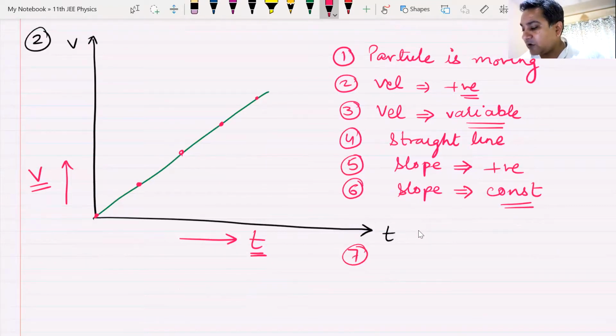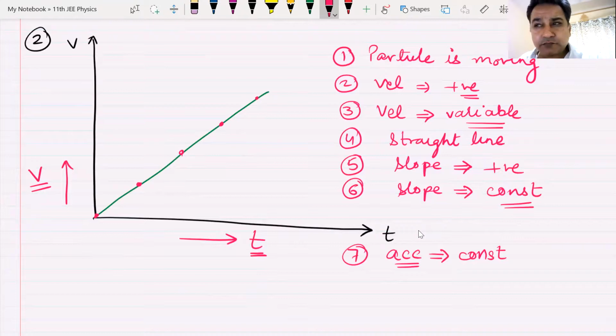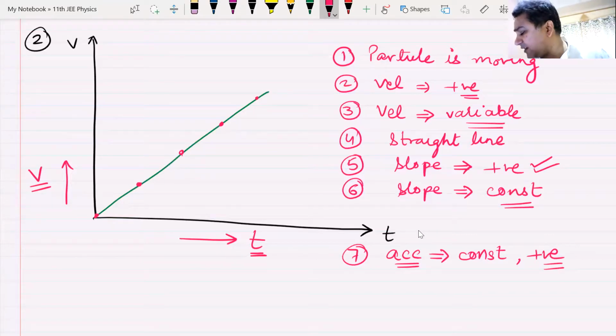Now let us talk about acceleration. What about its acceleration? Acceleration is constant. Okay. What about its direction? It is positive because the slope is positive. Am I clear? Everyone, can I have some raised hands that we understand this, sir?